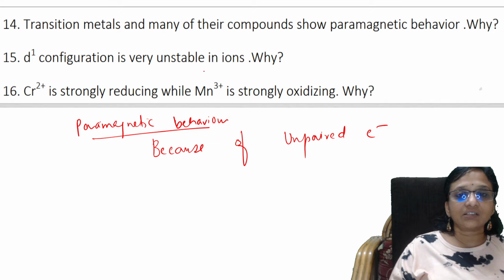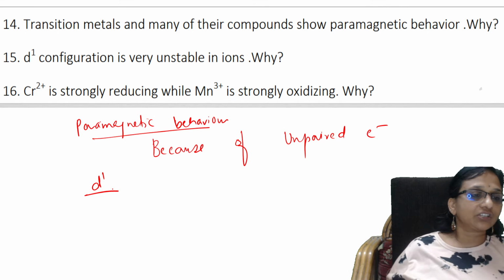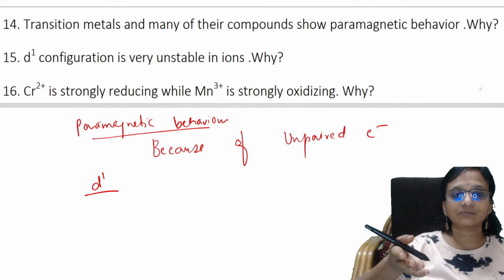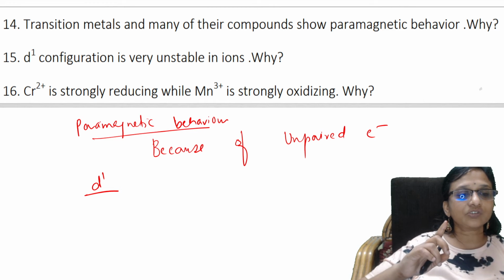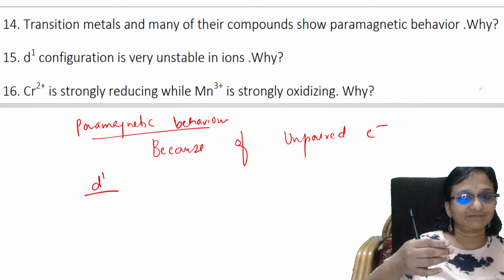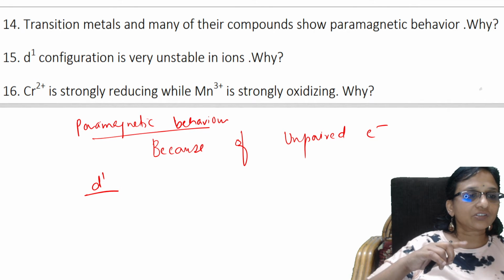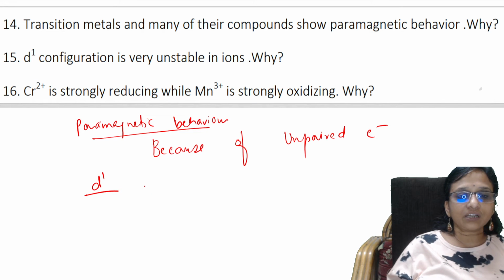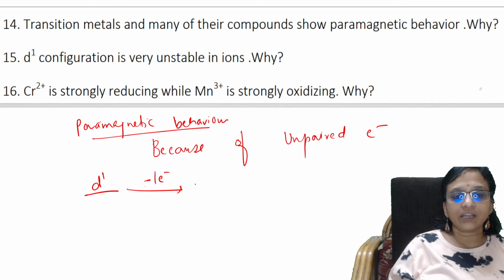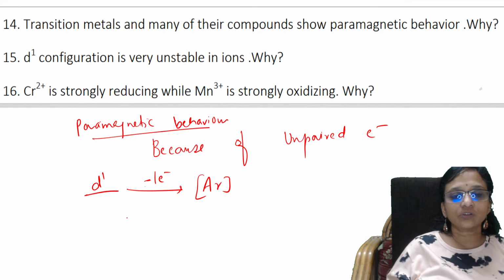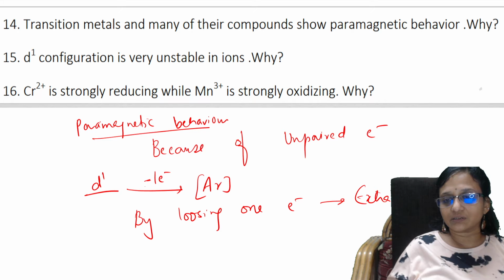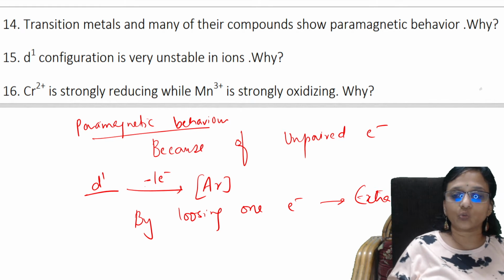Next, d1 configuration is very unstable in ions. Why? Okay, d1 configuration. Why is it unstable? Remember, students, after you give, basically they lose one electron, they become more stable, na? Correct. Because if they lose one electron, they get inert gas configuration. So if they ask you, d1 configuration is very unstable, see here, it will lose one electron and reach inert gas configuration. By losing one electron, they will become extra stable. Write this one simple word and it is good. Next.